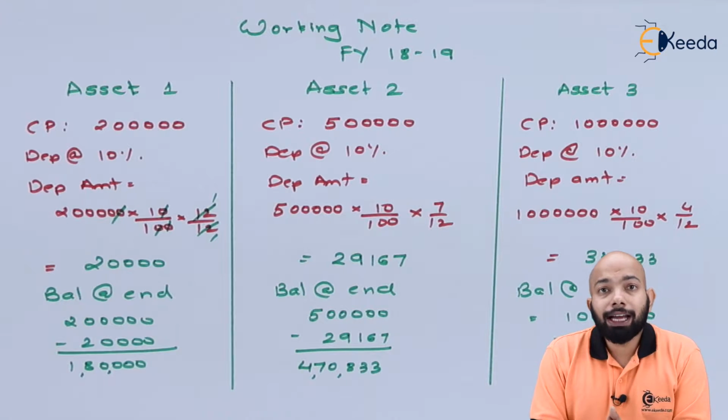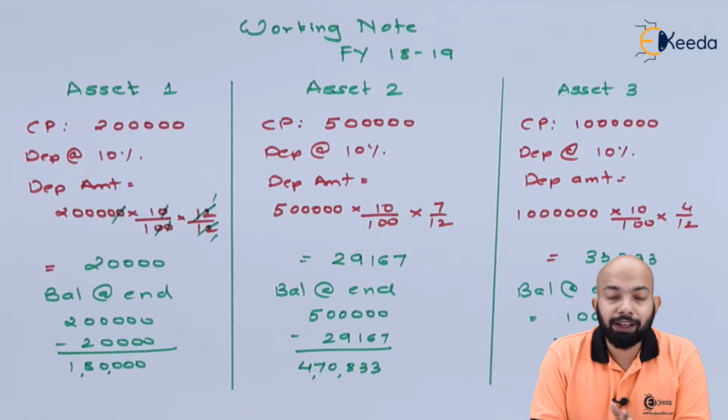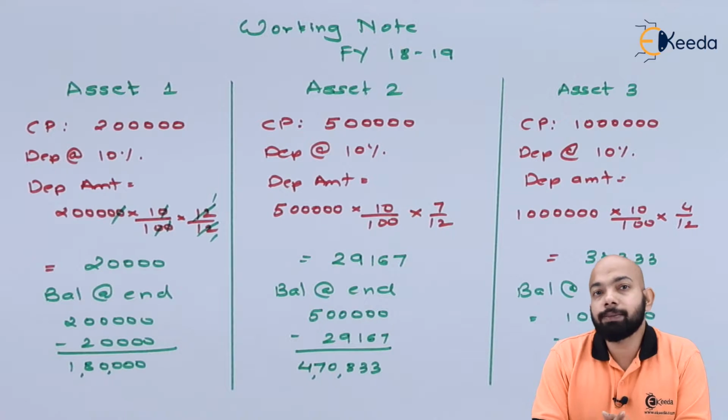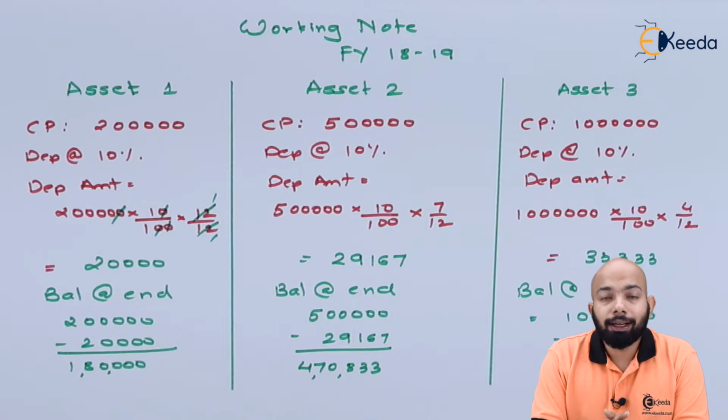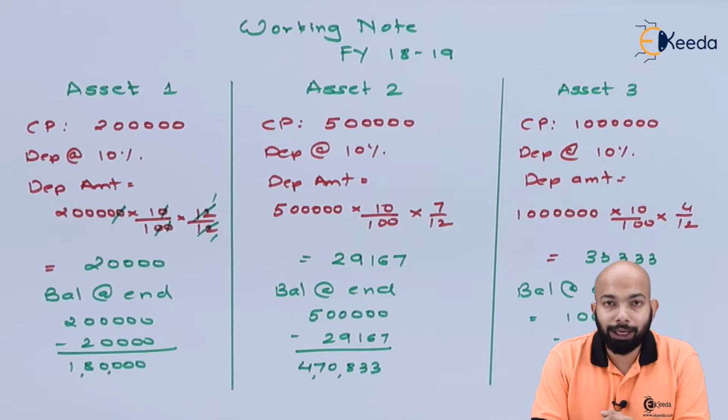So if you can figure out, we have made the working for the first financial year 18-19, whereby we have provided depreciation as per the written down value method. Now we have mentioned the balance at the end of every financial year of all the three assets. First asset being procured on 1st of April, which is costing rupees 2 lakhs.